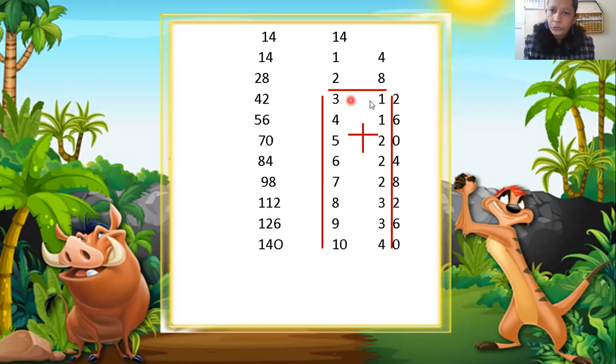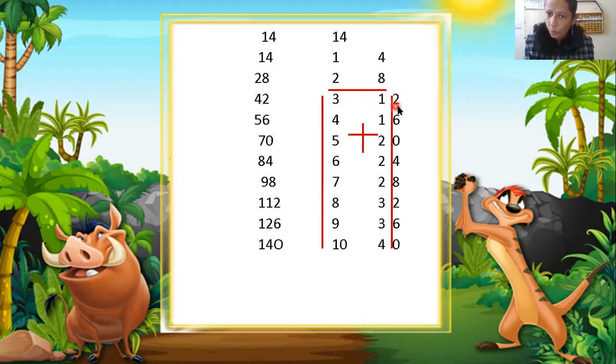Now you see, between these two lines, this is 3 and this is 1. This is 3 and now plus. 3 plus 1, 3 plus 1 is 4. So this 4 is here. 3 plus 1 is 4.